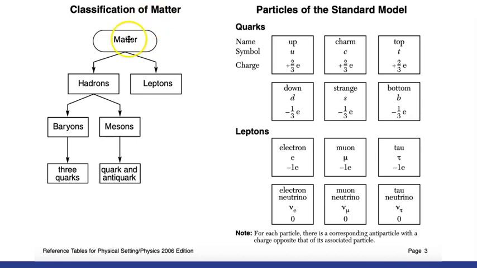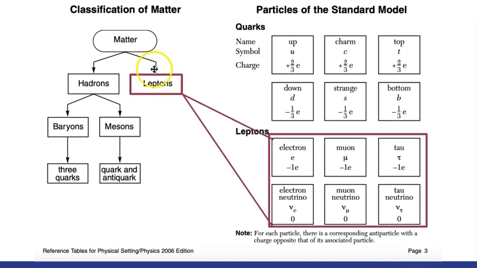Next, we're going to talk about how we can classify different types of matter. So matter is either a hadron or a lepton. No matter what type of particle you're looking at, it can be called one of those two words. Now, if it's a lepton, there are 6 leptons that exist. So, for example, an electron, that is classified as a lepton.